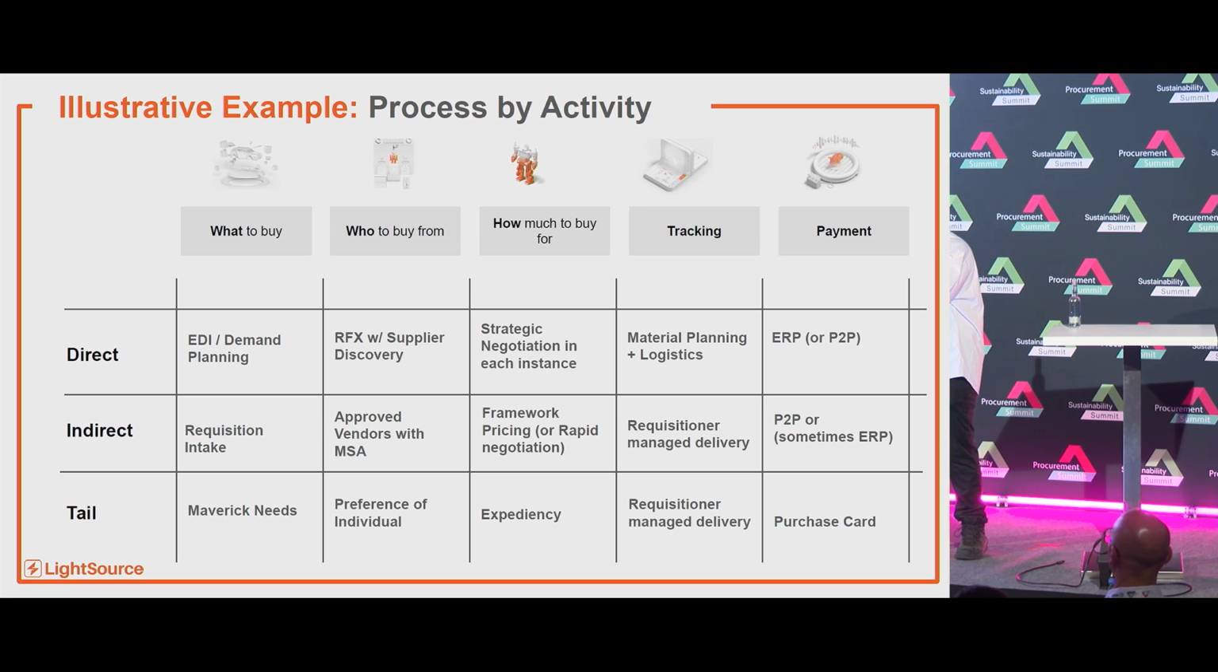I know this is an oversimplification. Every company is unique in its own special way. And then the tail, of course, is the maverick needs. Preference of the individual is how people choose what they buy. And then ultimately, it's expediency that you're solving for. How can we just get this done faster?